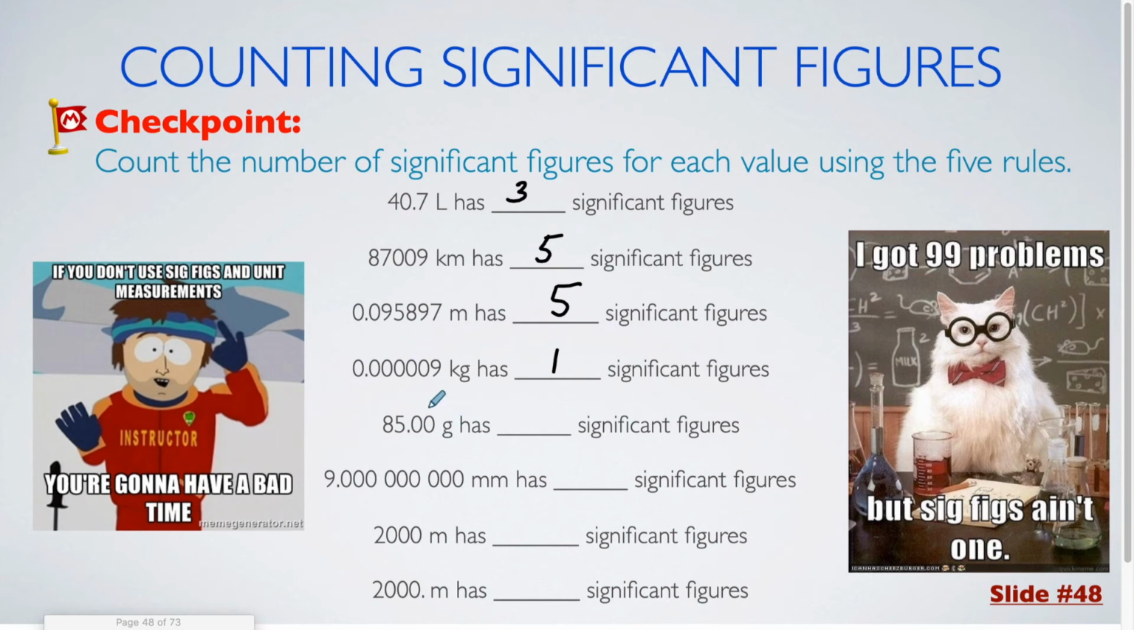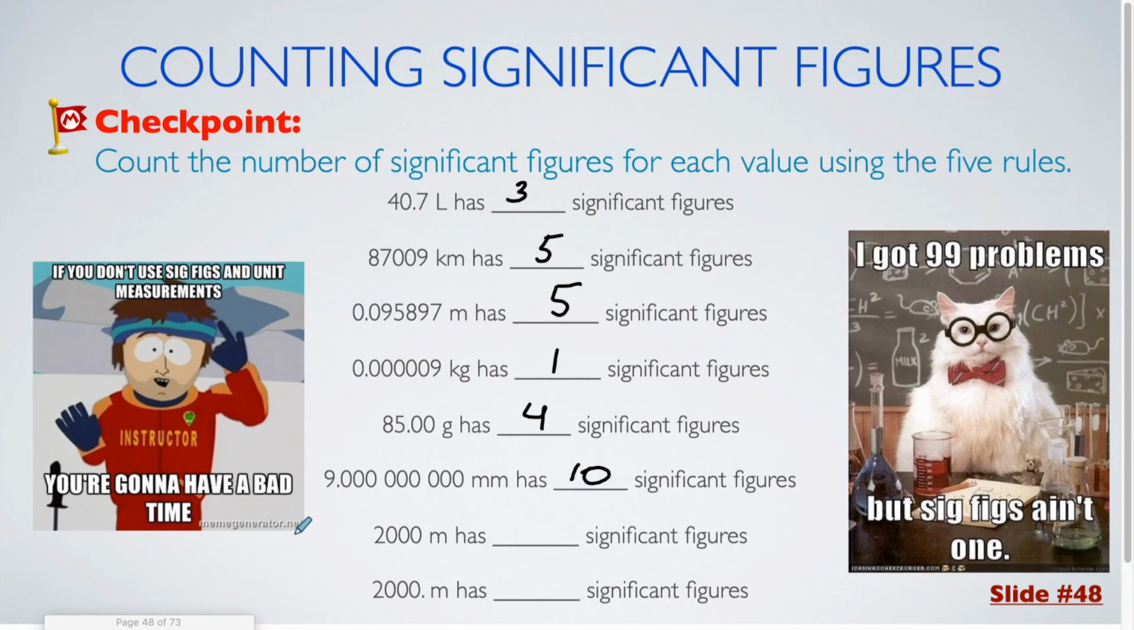85.00. These are right end zeros, and there's a decimal. So that means that they are going to be significant. So this has a total of 4. Here we have 9.000000000. Another example of a right end 0 situation. So all of those are going to count. So that has a total of 10.